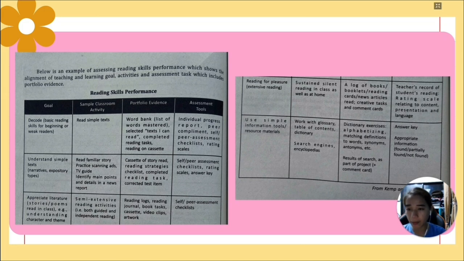In the goal, we have the basic reading skill for beginning or weak readers. For the sample classroom activity, we have reading simple text. And for the portfolio evidence, a word bank that includes the list of words mastered, selected texts I can read, and completed reading tasks. And the assessment tools are an individual progress report, peer comment, self-peer assessment, checklist, and rating scale.